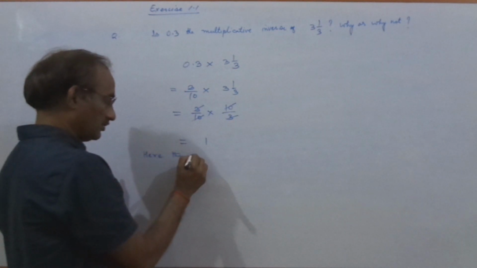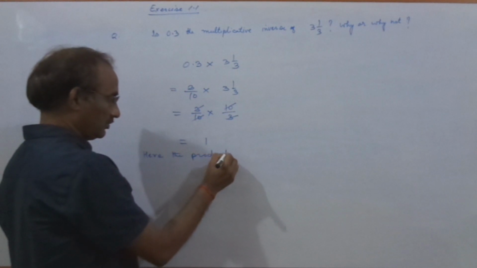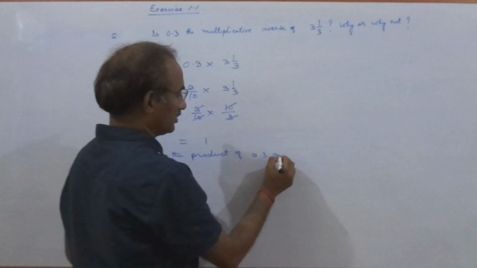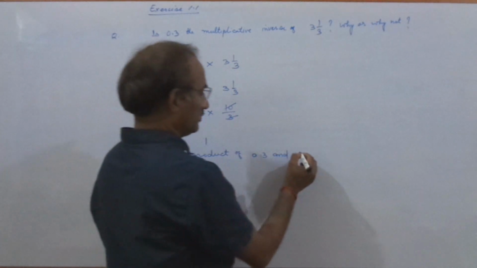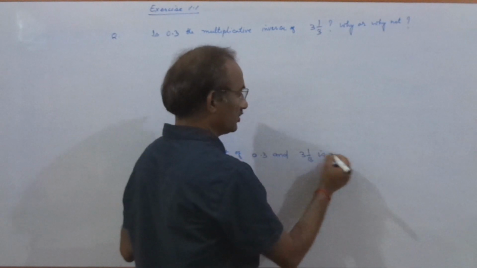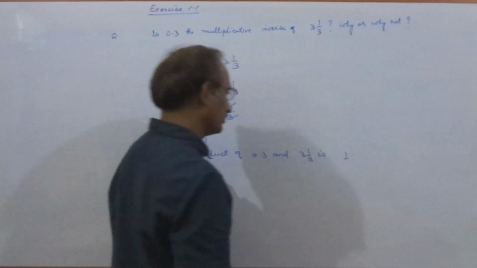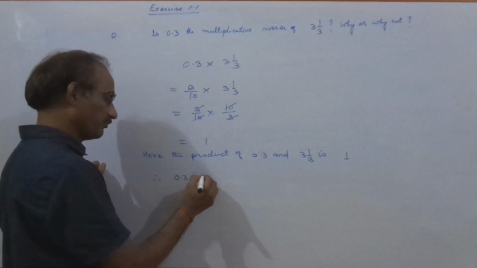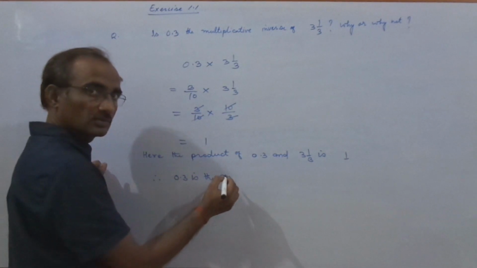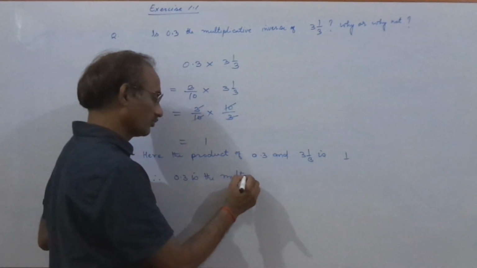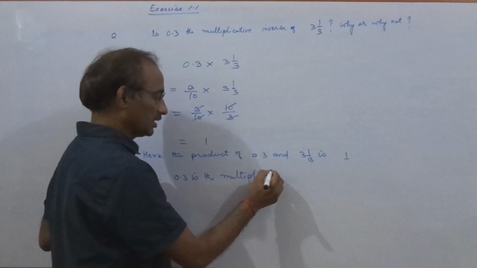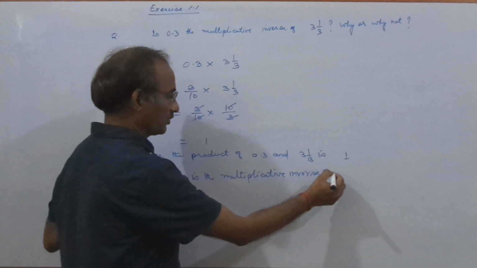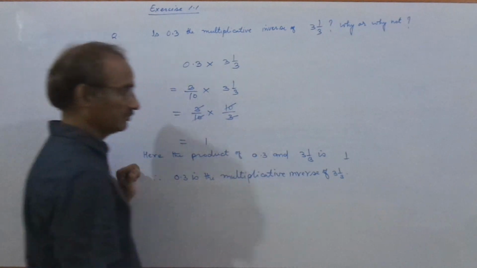Here the product of 0.3 and 3 whole 1 by 3 is 1. Therefore 0.3 is the multiplicative inverse of 3 whole 1 by 3.